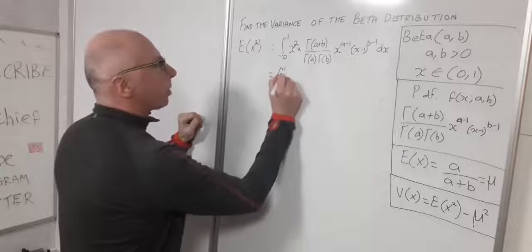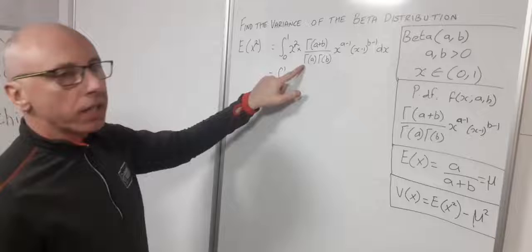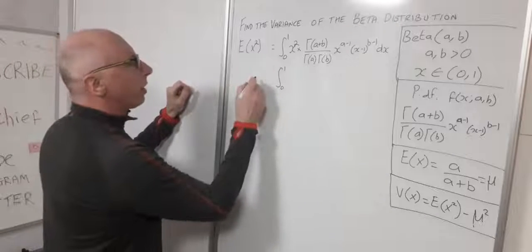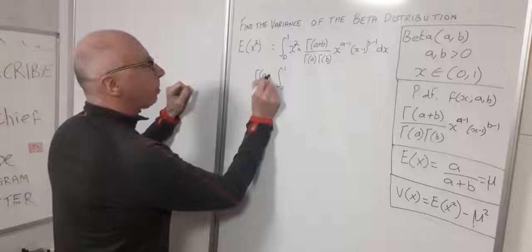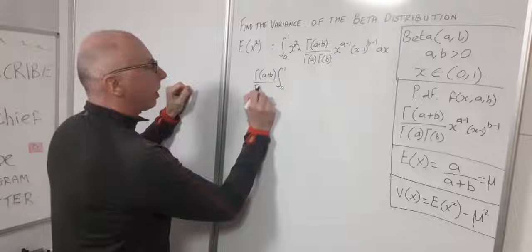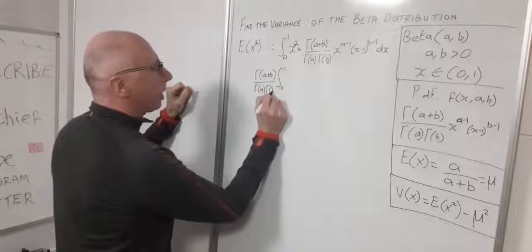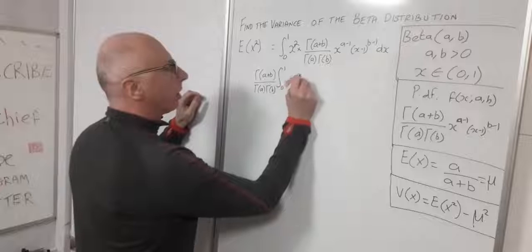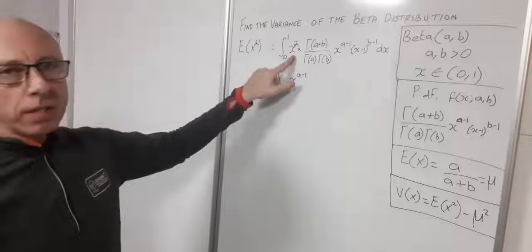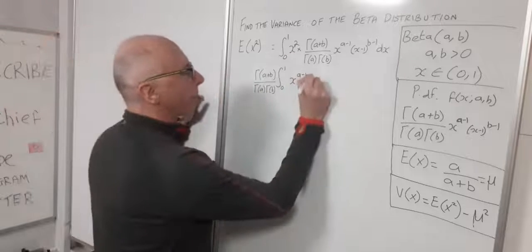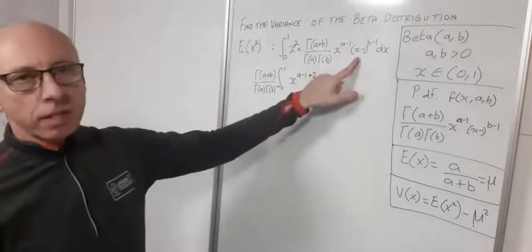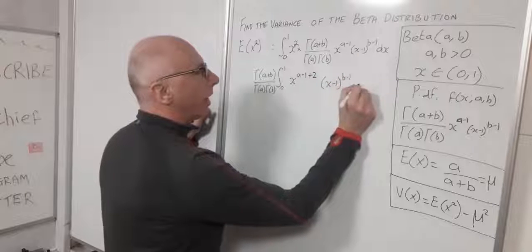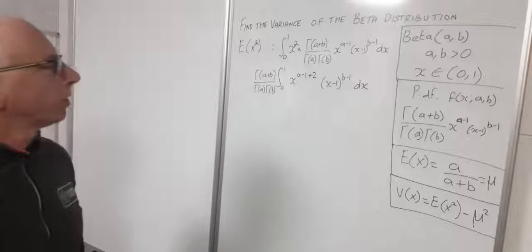So integral from 0 to 1. Let's write this gamma fraction outside of our integral. So now we've got gamma a plus b over gamma a times gamma b, and then x to the a minus 1, and with this x squared term here, we need to add 2. And then here we've got (x minus 1) to the b minus 1, with respect to x.